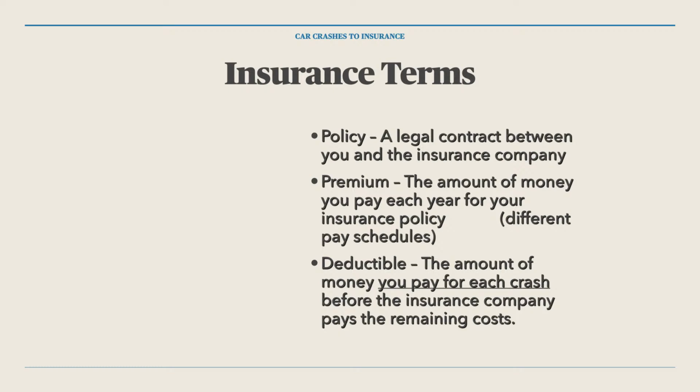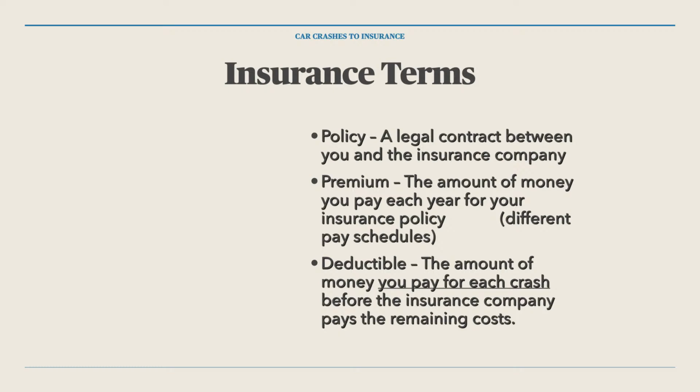Now, this is a term that a lot of people don't understand, even adults. So write this down, deductible. It's kind of a strange word, deductible. The amount of money you pay for each crash before the insurance company pays the remaining cost. Whoa, wait a minute here, Mr. Toll. You just said that I'm paying $1,200 a year for insurance. So if I get in a crash, aren't they supposed to pay for all of it? That's not the way the policy was written. They're trying to keep the cost down for everybody. They charge you a premium, and then they tell you for every crash, because you could have 3 crashes in a year.